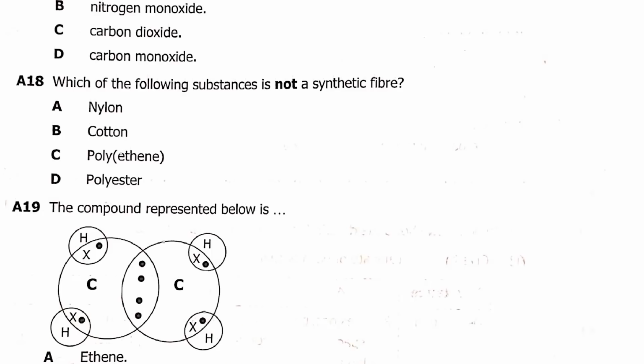Question 18. Which of the following substances is not a synthetic fiber? We have nylon, cotton, polyethylene, polyester. Those are the options. When you look at the options, nylon is a synthetic fiber, polyethylene is also a synthetic fiber, polyester is also a synthetic fiber. So cotton is not a synthetic fiber, and therefore the answer for question 18 is B.